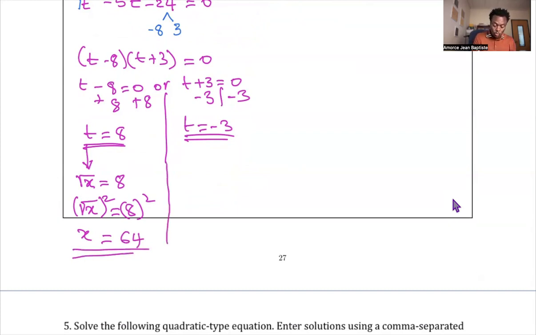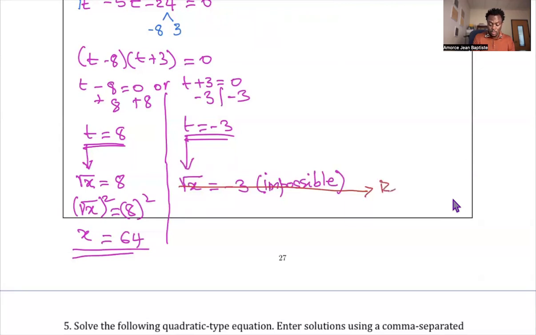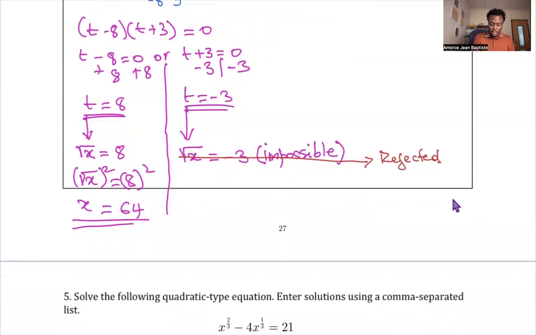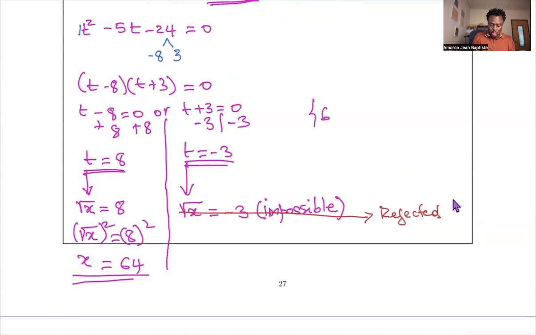The second option will mean that we have square root of x equals negative 3, which is not true. It's impossible to have the square root of a number be negative. So this one will not give me any solution. Because this is impossible, we reject this option. So we would end up getting one solution for this equation, that is 64.